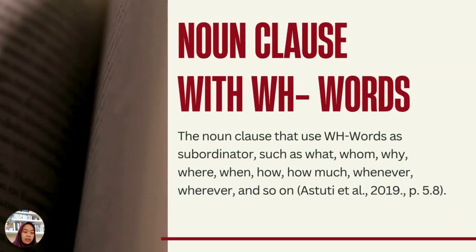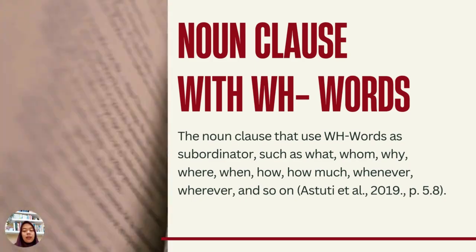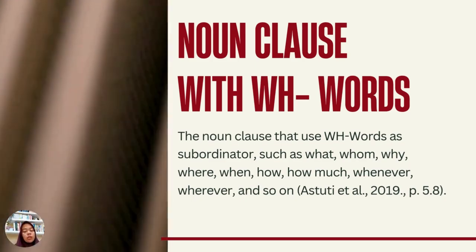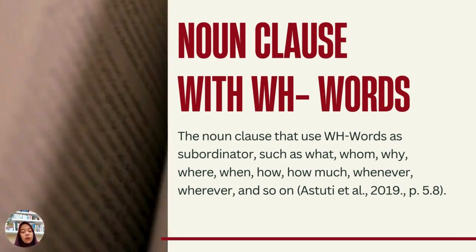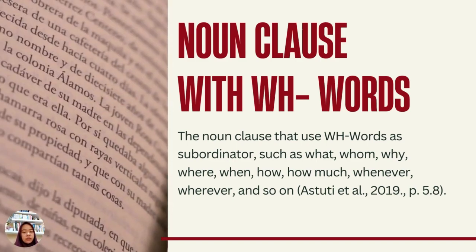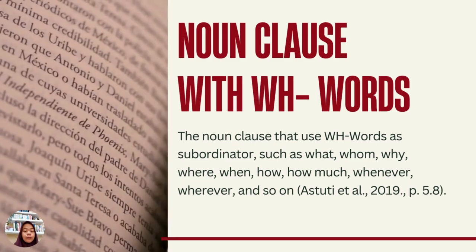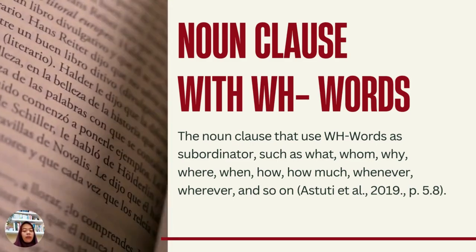We just learned about that clause. Now let's look at another type of noun clause: noun clauses with WH words. According to our study, these are noun clauses that use question words as their subordinators, such as what, who, why, where, when, how much, whenever, wherever, and so on.